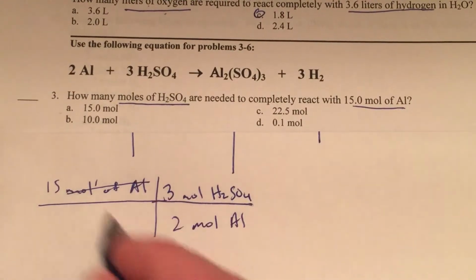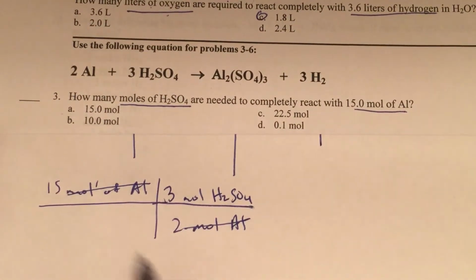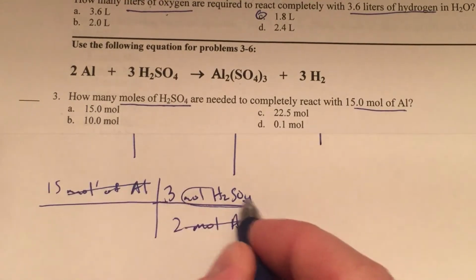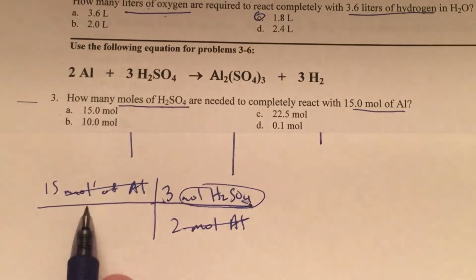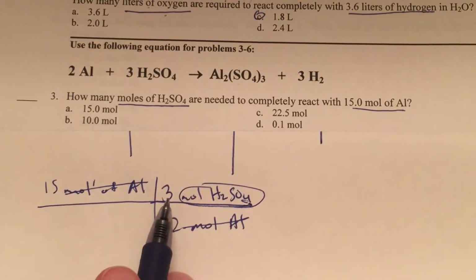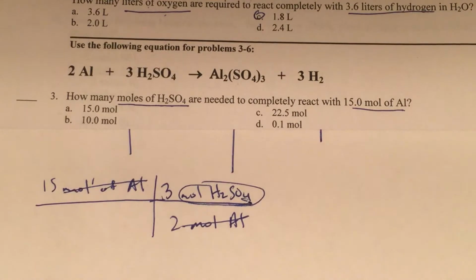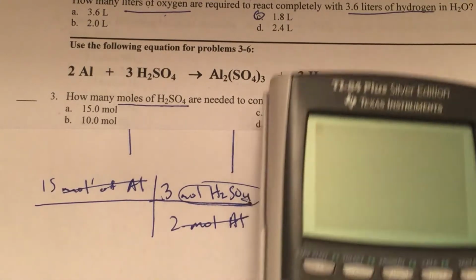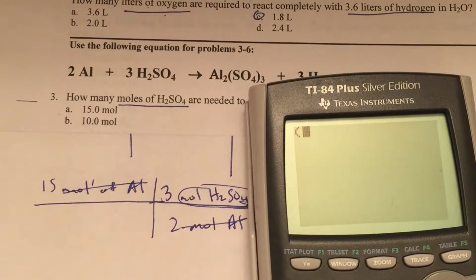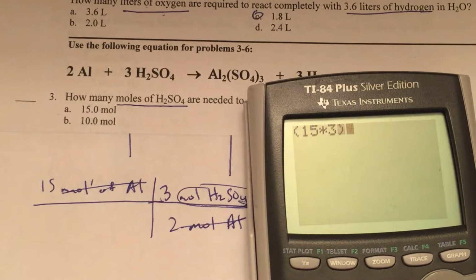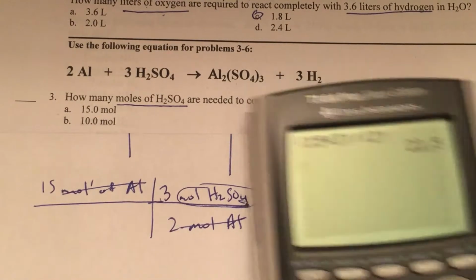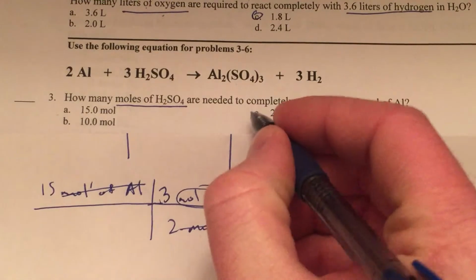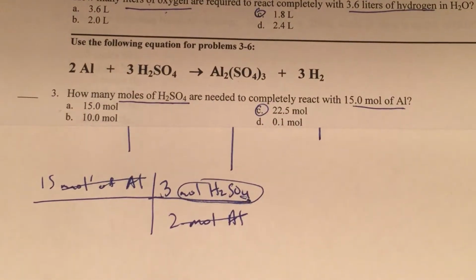Okay, that would cancel moles, and leave me with moles of H2SO4, which is what the problem's asking me to find. So I'm going to take the top 15 times 3 divided by 2. Okay, so again, I can just put that into the calculator. So 15 times 3 divided by everything that's on the bottom, which gives me 22.5 moles, which is answer choice C.